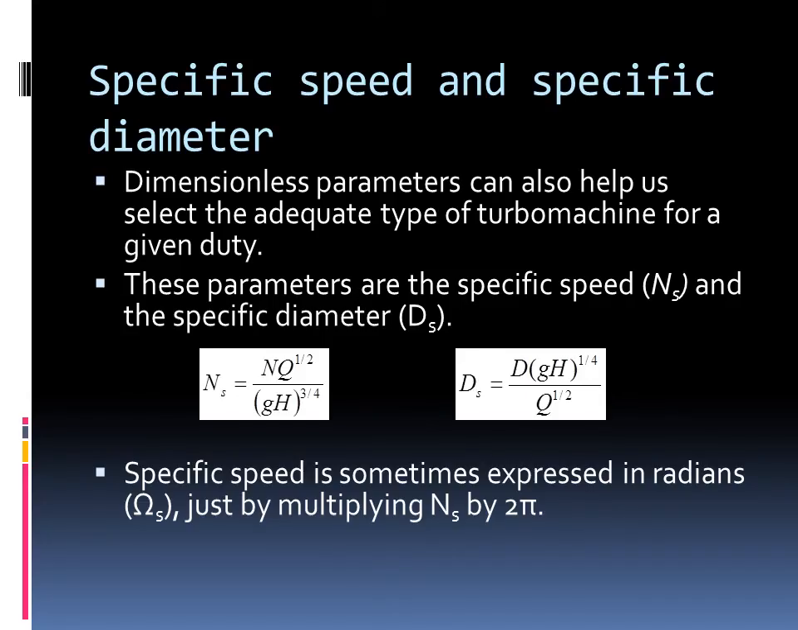Now we'll talk about specific speed and specific diameter. Dimensionless parameters can also help us select the adequate type of turbomachine for a given duty. These parameters are the specific speed and the specific diameter, where n is rotational speed in Hertz, Q is flow rate, measured in cubic meters per second, and H is energy transferred in meters. The specific speed is sometimes expressed in radians just by multiplying by 2π.